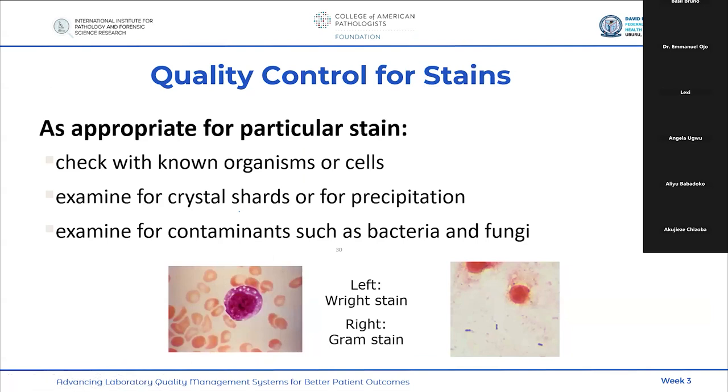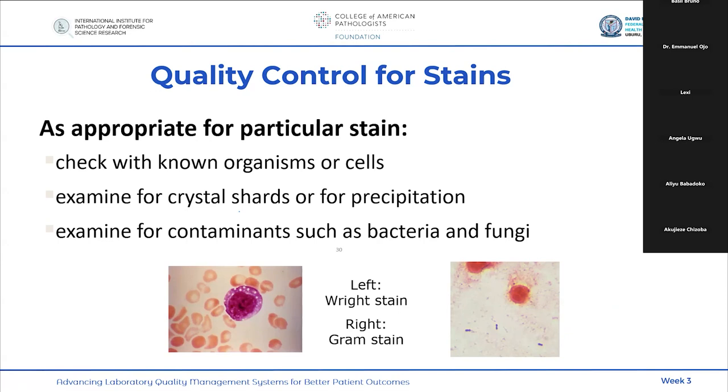So QC for stains, as appropriate for the particular stain, we can see an example of the red cell morphology and white cell morphology. So also we can see the Gram stain. I think on this part, we are seeing a kind of the precocci. So the essence of the QC will be at the point of preparation. So you want to see that when the stains are being used, they will give you the desired outcome.